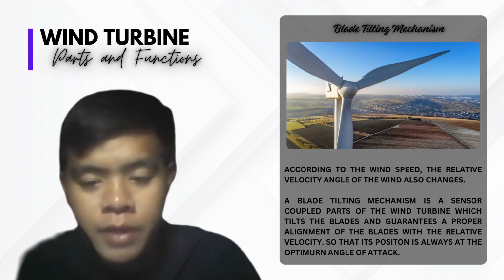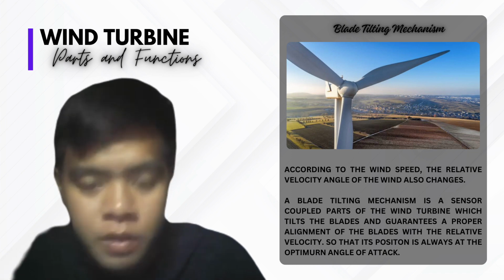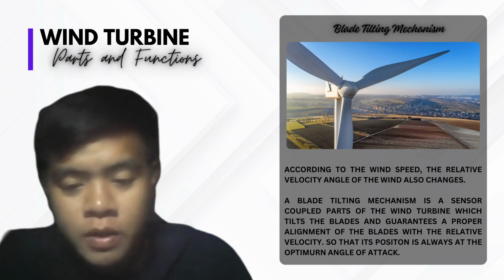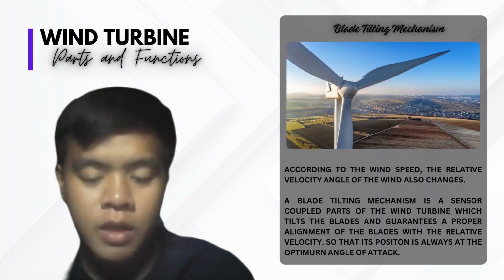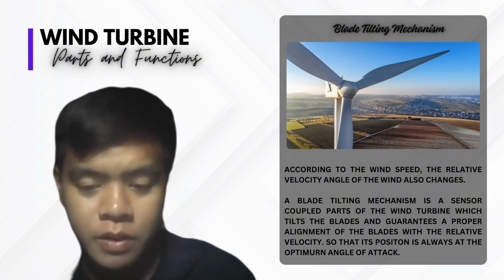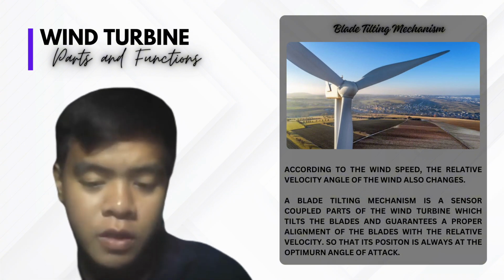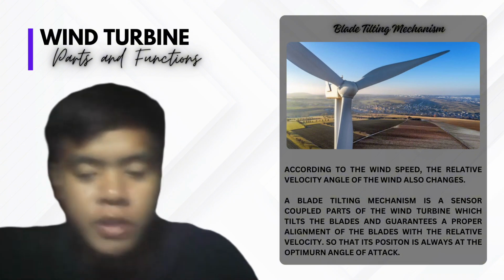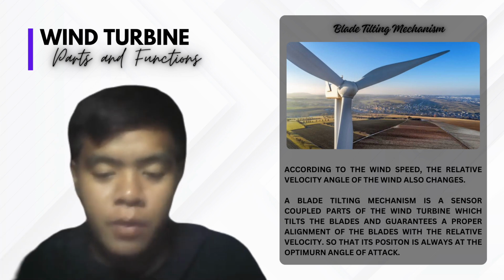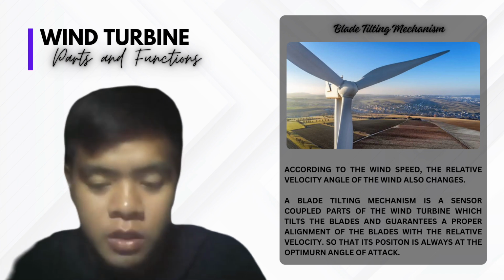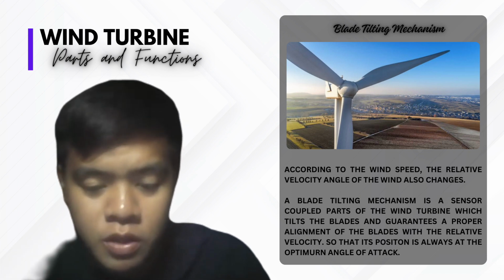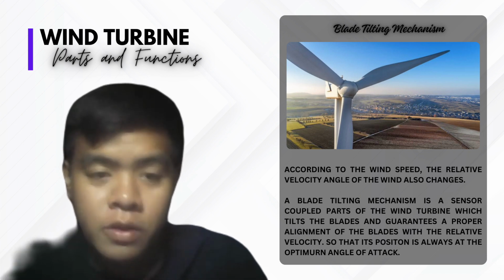Next is blade tilting mechanism. According to the wind speed, the relative velocity angle of the wind also changes. A blade tilting mechanism is a sensor-coupled part of a wind turbine, which tilts the blades and guarantees a proper alignment of the blades with the relative velocity, so that its position is always the optimum angle of attack.